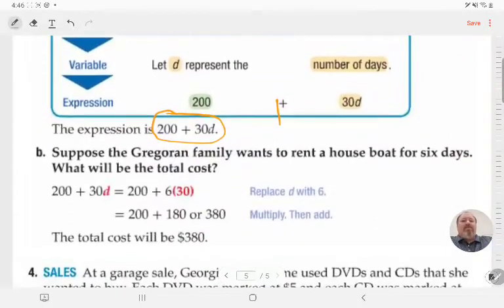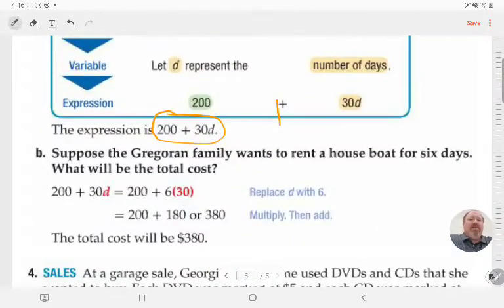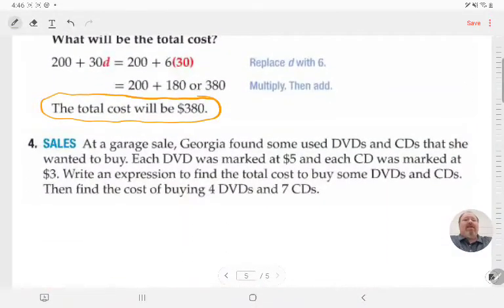Okay? Then B says, suppose that the family wants to rent a houseboat for 6 days. What will be the total cost? So all we have to do is plug in 6 for D, and we would have 200 plus 30 times 6, or 6 times 30. 200 plus 180, or 380. So the cost would be $380. All right. Pause the video again and try to work number 4, and then come back and see how you did.